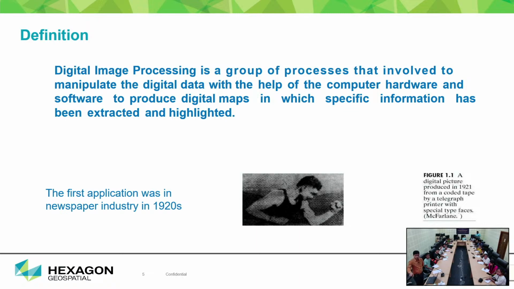So one of the best examples you can see here is that in the 1920s the newspaper industry was trying to use the digital image. How does it look? Is it clear? The image is not clear. They were trying to develop some digital image. So that is the basic level. Now we have satellite images, and they are much clearer compared to this image.